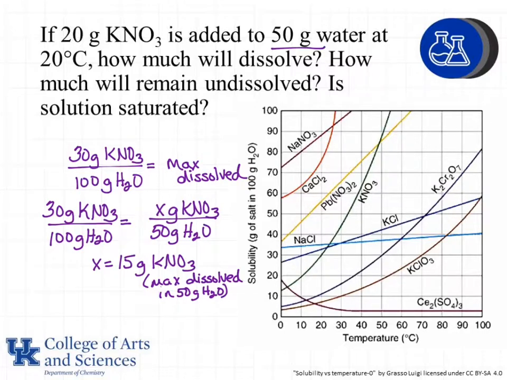We see that we have 20 grams of KNO3 that have been added to the 50 grams of water. So the first 15 grams will dissolve. We will have 5 grams that remain undissolved, and we will have a saturated solution because the maximum amount of KNO3 is dissolved in water.